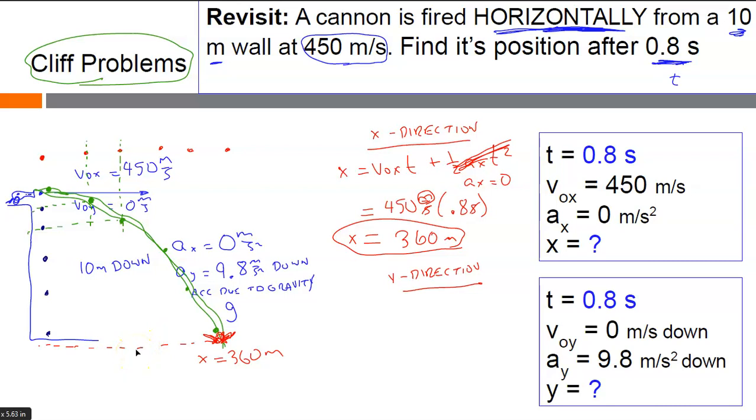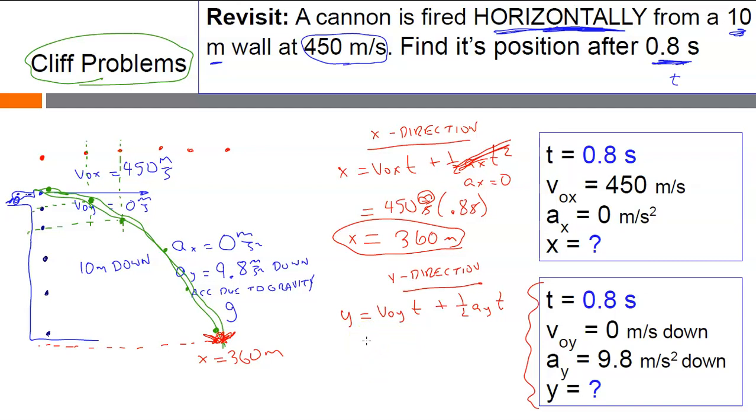Now we want to do the same thing in the y direction. Well, it's the same formula. y equals v naught y t plus 1/2 a sub y t squared. I've got different numbers. I'm looking at these numbers because this is the y direction, so I need the y components. How far did it go in the y direction? How far down the cliff is it?